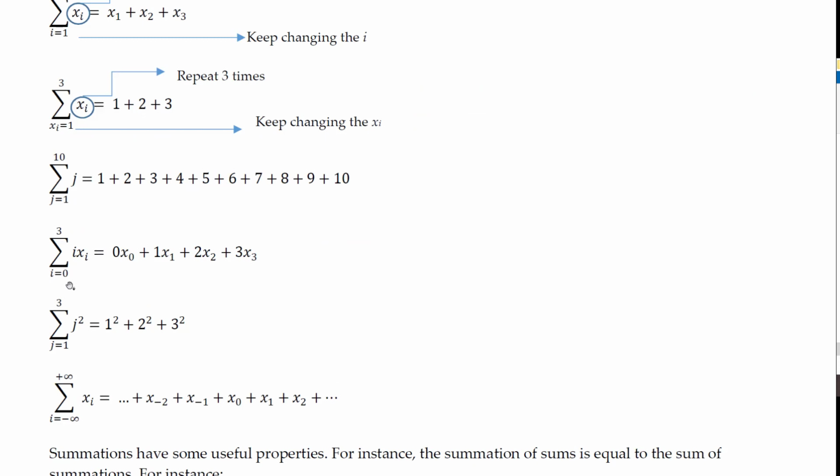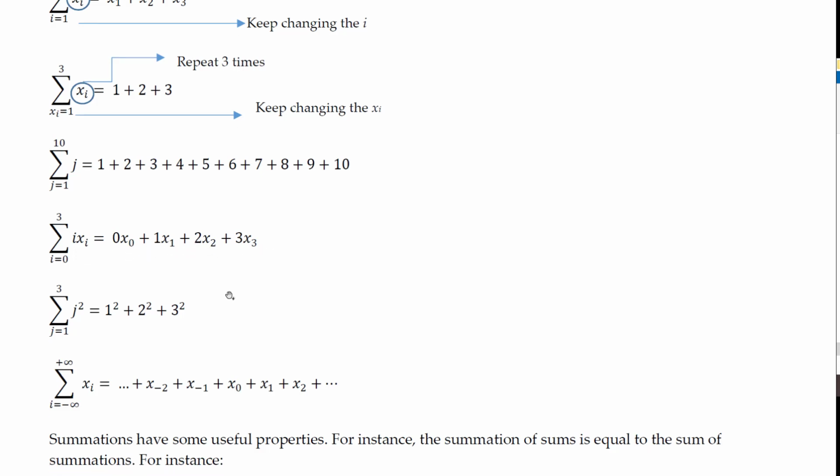For instance, i equals 0 to 3, of i times x_i. In this case, I am going to again repeat this expression except for the lowercase i. So x, x, x, x. But the lowercase i is changing from 0 to 1 to 2 to 3. It can be any function, like here it is j squared. So repeat the expression again, with j varying from 1 to 3.